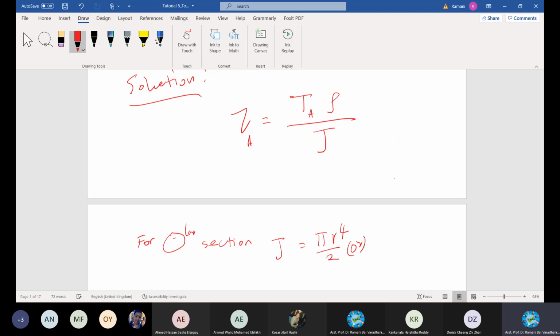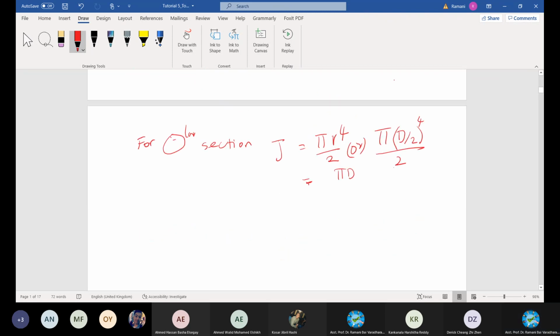If you want diameter, some textbooks give it in terms of diameter. If you are writing in diameters, R is actually D by 2, so diameter by 2, power 4, divided by 2. If you simplify this further, you will end up with pi D power 4 divided by 2 power 4. 2 power 4 is 2 times 2 times 2 times 2, so you'll end up with 16 times 2.